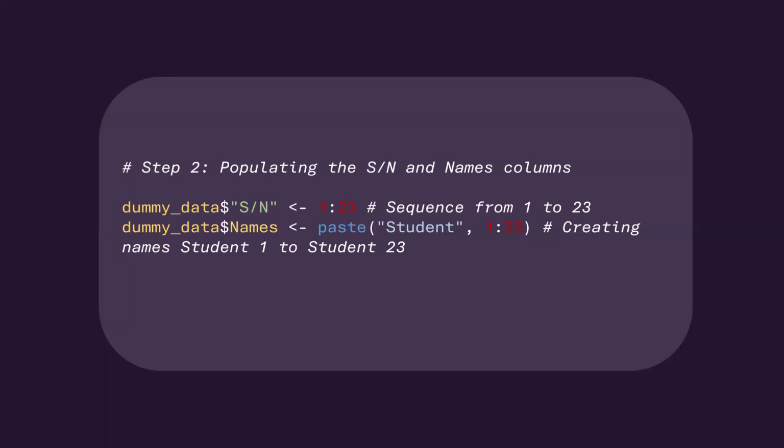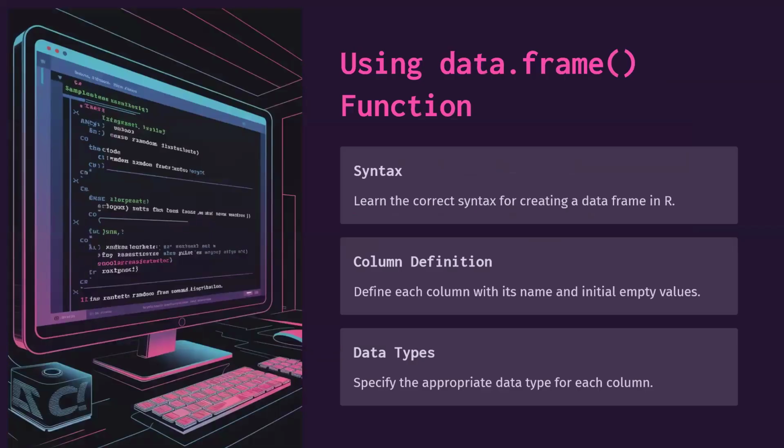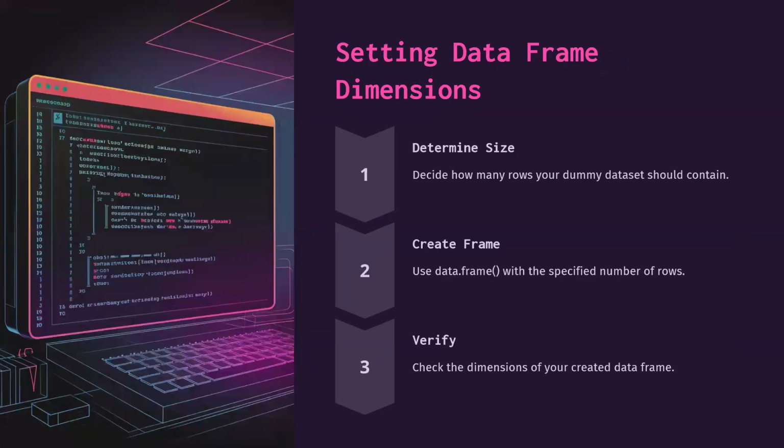And I want to talk a little bit about this. When you're using the data.frame function, you need to take care of three main things. You need to take care of the syntax. You need to take care of the column definition, because each column has to be defined by its name and initial empty values, so that those values can be stored later. And later, you will also be able to specify the appropriate data types for each column.